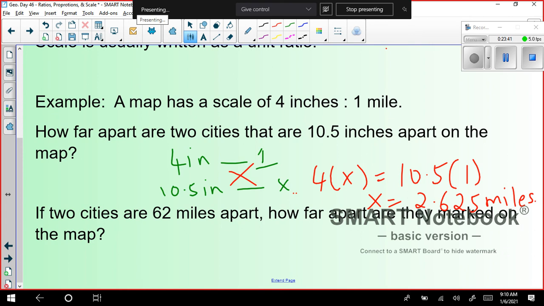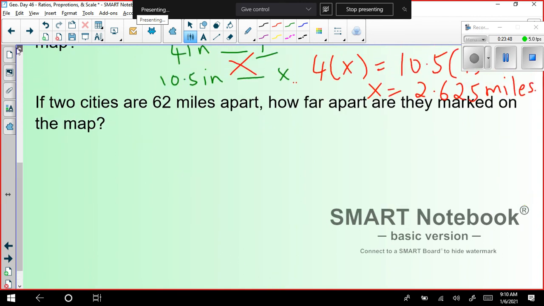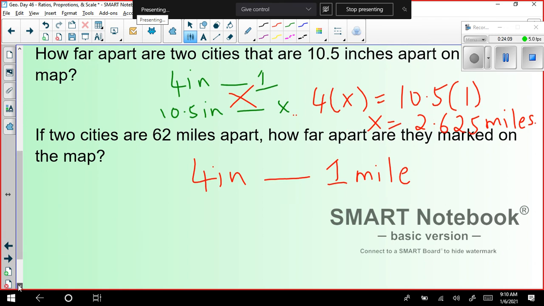Okay, now they are asking the next one. I'll do a couple more problems for you all to get a hang of this technique. The scale that they have given is 4 inches is 1 mile, so write the scale first. Now what they have given us: if two cities are 62 miles apart, how far apart are they marked on the map?